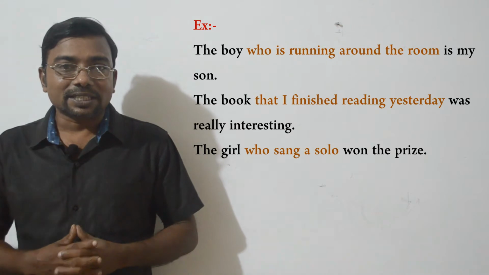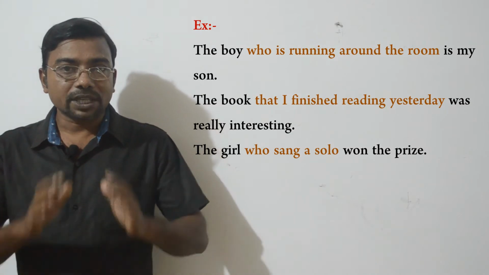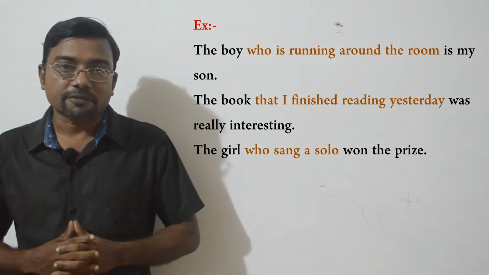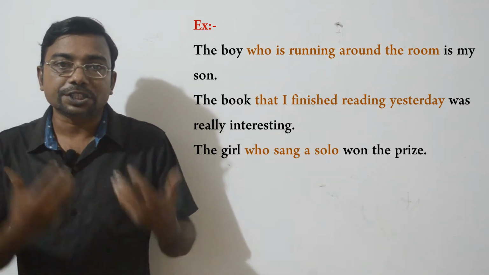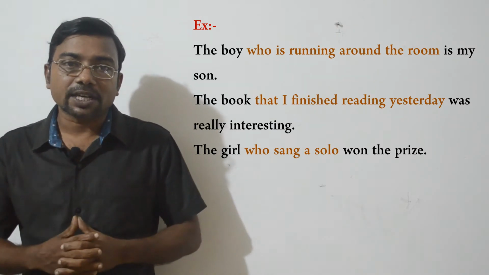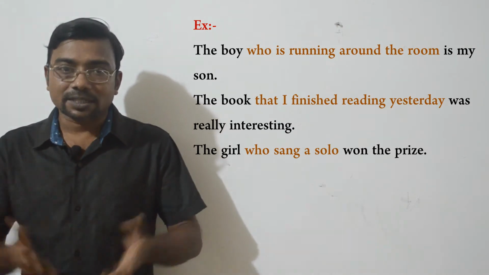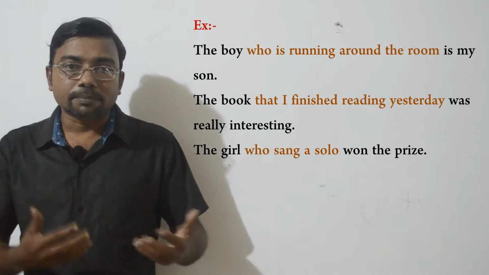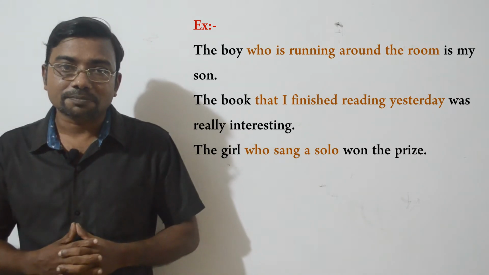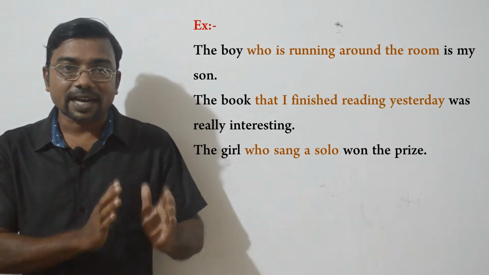Okay everyone, these adjective clauses are restrictive adjective clauses because without them we cannot specifically identify the noun. When we remove these adjective clauses from the given examples, we cannot identify which noun it specifically is. For example, the boy is my son. We cannot identify which boy is my son. We need this adjective clause to identify that boy. Second example: the book that I finished reading yesterday was really interesting. Which book was really interesting? That I finished reading yesterday. We need this adjective clause to identify that noun specifically.